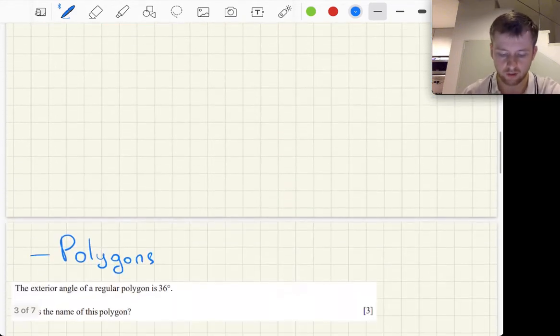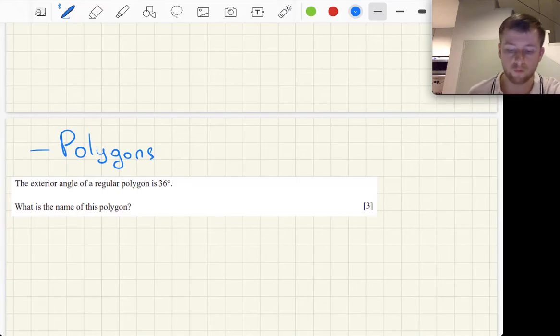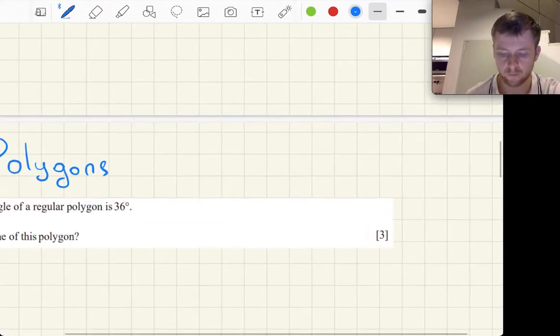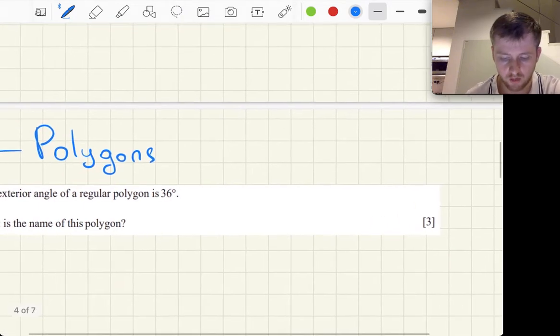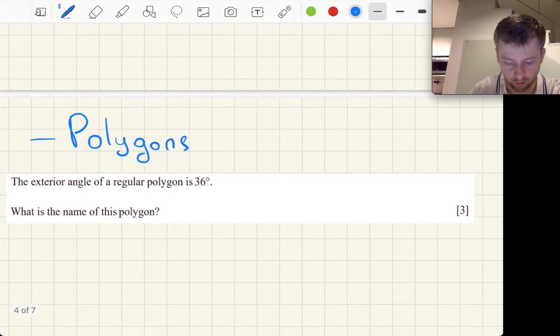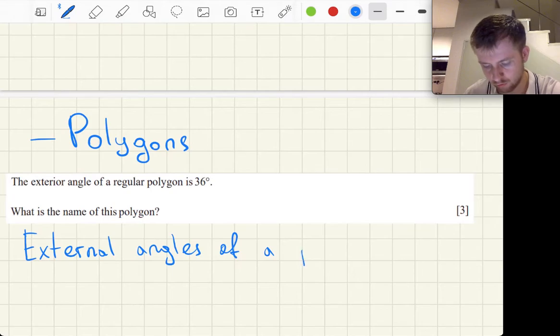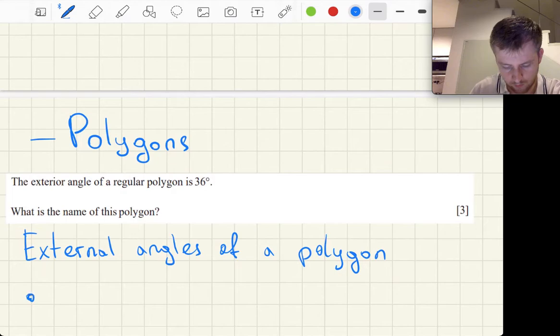All right, so another couple of questions. Now there's another topic in this chapter, which is polygons. There's a couple of things you should know. You should already know about polygons from Key Stage 3, from year 9, year 8, year 7. First of all, external angles of a polygon add up to 360 degrees, always.